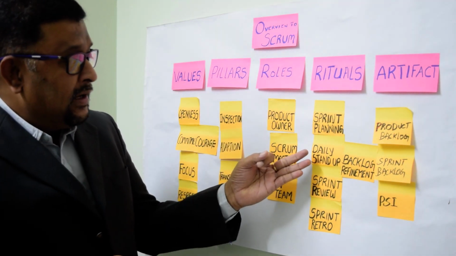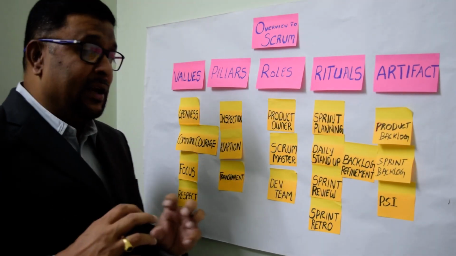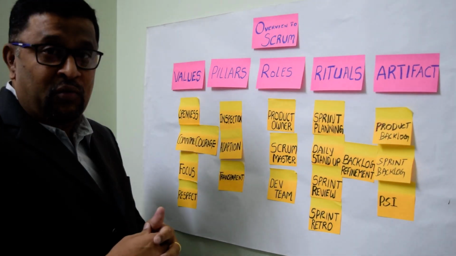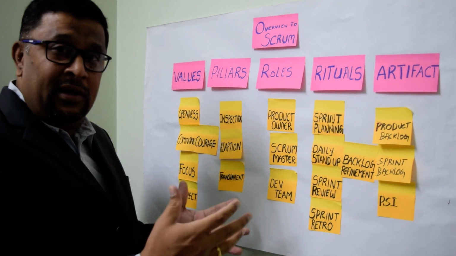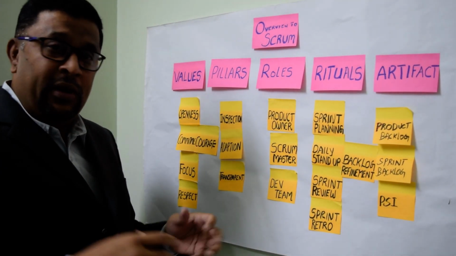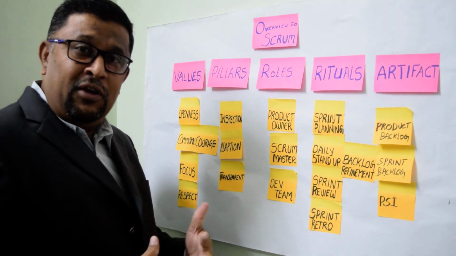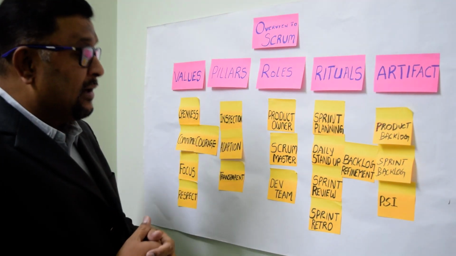Followed by daily stand-up, we have an important ritual called sprint review, where the team gives a demo of the working product to the product owner. No PPTs, no slides, actual software. Followed by that, we do a sprint retrospective, where the team comes and understands what went well, what didn't go well. This is in line with the inspect and adapt pillar.